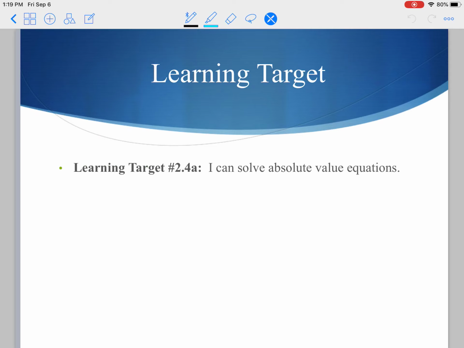Our learning target is I can solve absolute value equations. And so the focus again is on solving, and we know that we will be working with equations because if you recall from previous units, we solve equations and simplify expressions. So in the case of these absolute values, we have equations, therefore our goal is to find a solution.